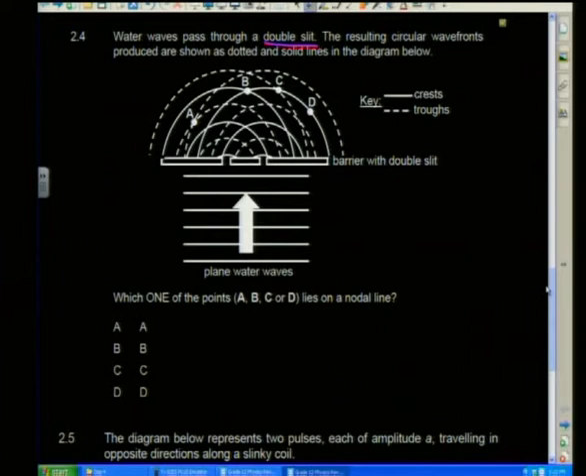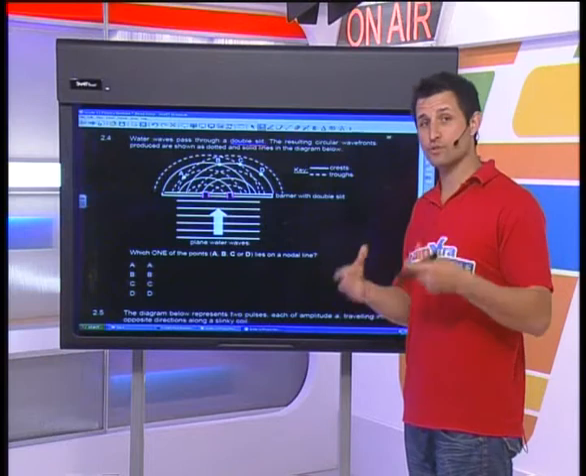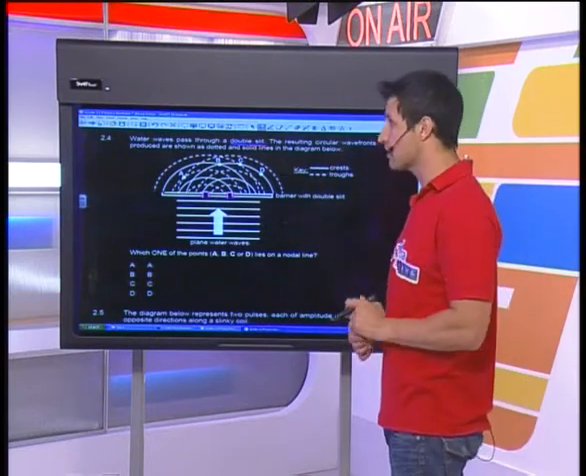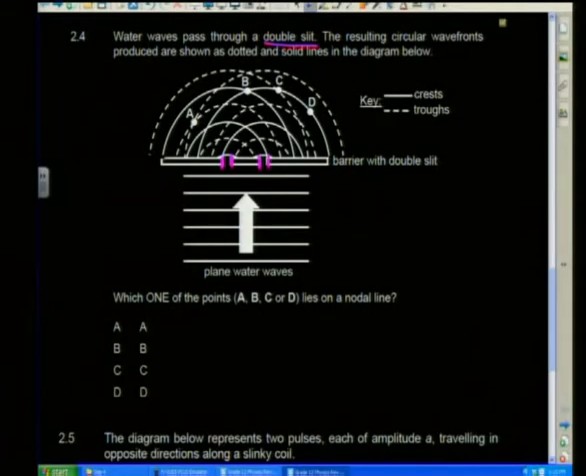Anytime they tell you about something, look at the diagram and say, okay, where are these slits? Well, we've got slit number 1 over there. So let me just highlight it. This is where the waves are coming through. Remember that when you send waves through a small opening, they turn into round waves, and that's called diffraction. It's going to happen again through this next part. So now we've got 2 places where waves are becoming round. Then those waves are going to cross over each other. It says the resulting circular wave fronts produced are shown as dotted and solid lines.